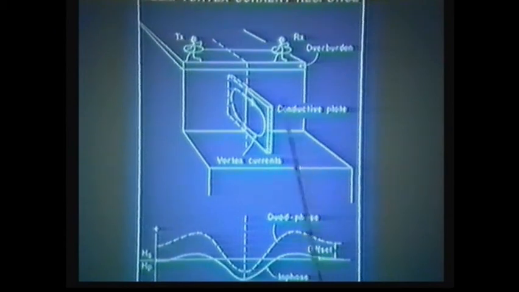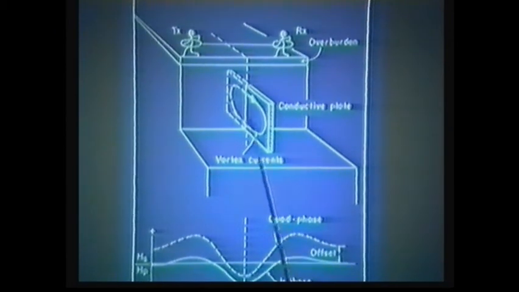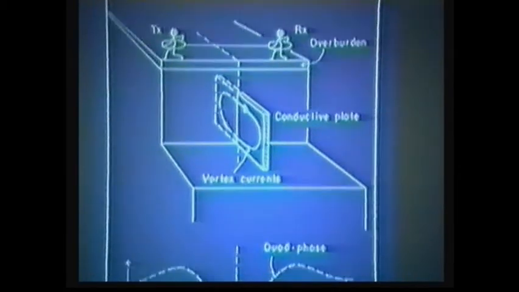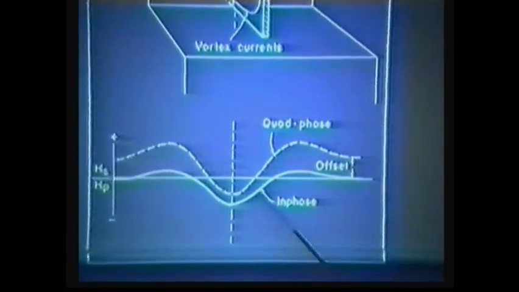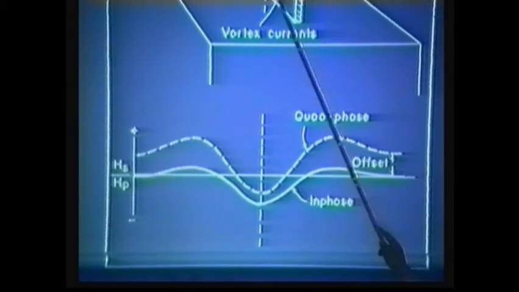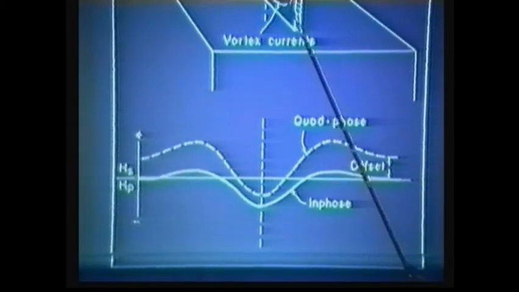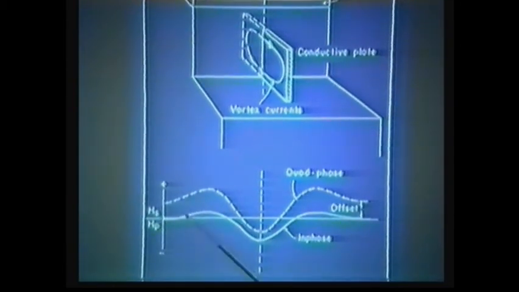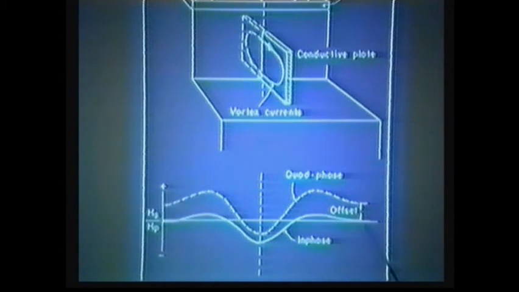Vertical plate targets: here's the transmitter, here's the receiver, here's our massive sulfide. Vertical plate targets give us a response which looks like this. This is the in-phase component, which comes from the eddy currents which are in phase with the transmitter current. A classical Slingram anomaly.